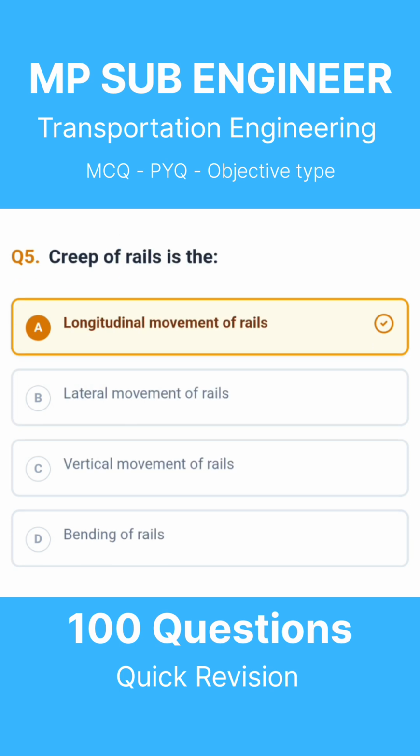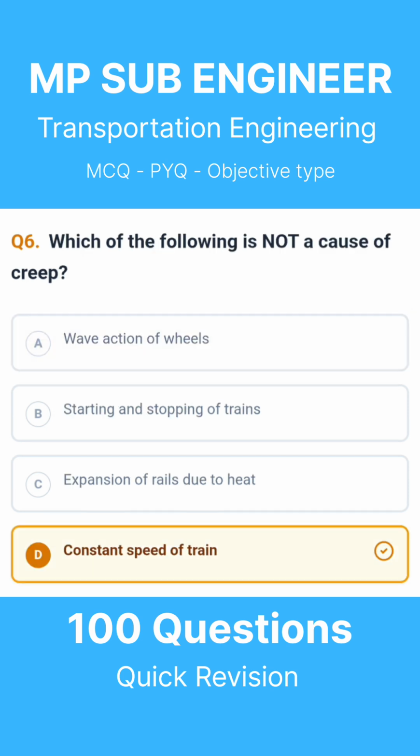Question 5. Creep of rails is the. The correct answer is longitudinal movement of rails. Question 6. Which of the following is not a cause of creep? The correct answer is constant speed of train.